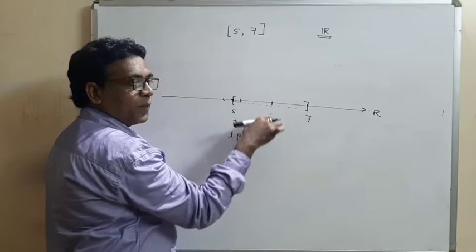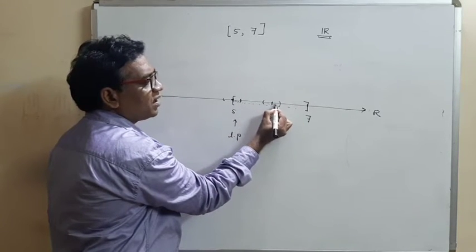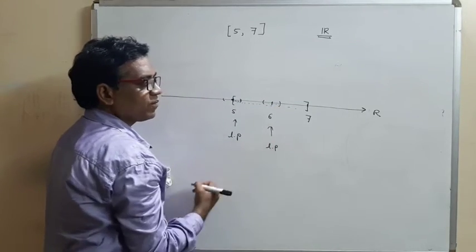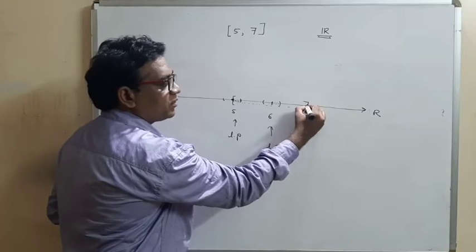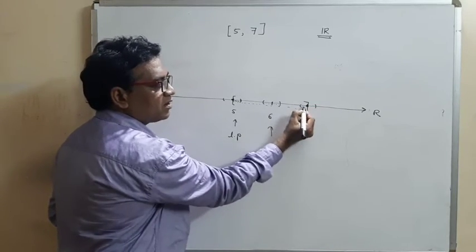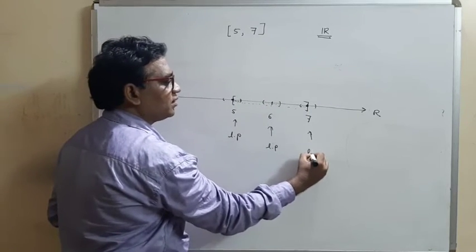6 is again a limit point, because if we consider this open sphere, then it contains infinitely many points of the given set. So this is again a limit point. 7 is a limit point. Again the process is the same. Just draw the open sphere. It contains infinitely many points of the given set. So this is again a limit point.